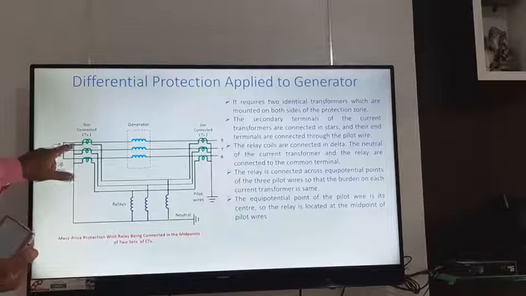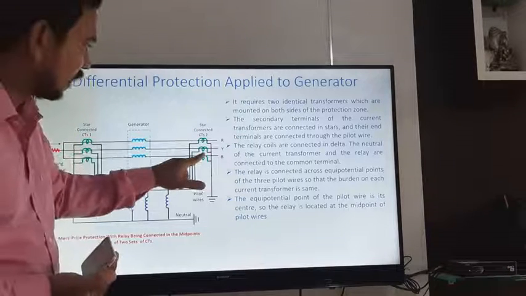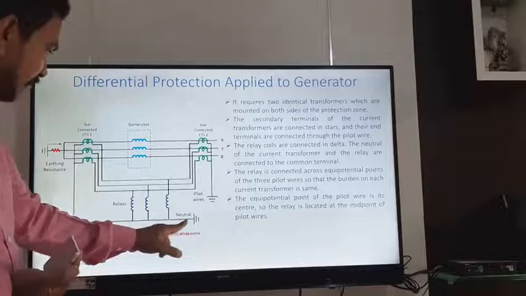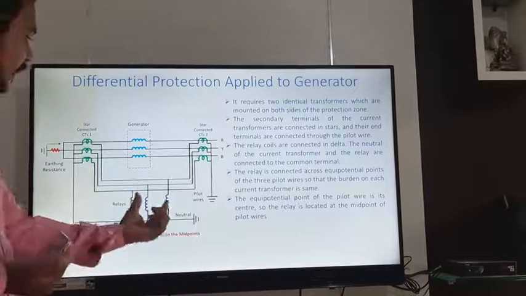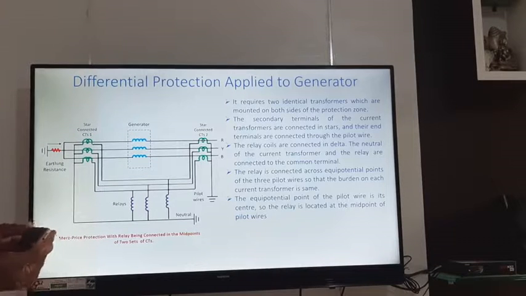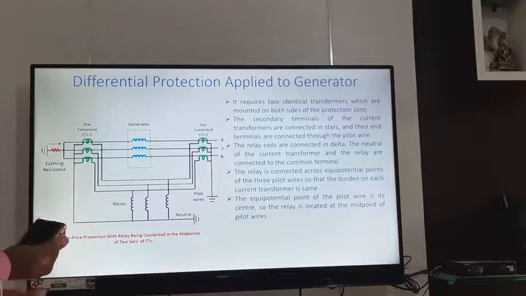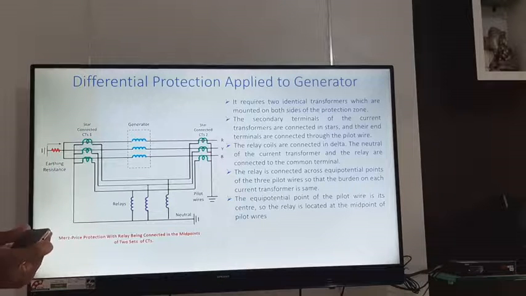Here CT1 is connected in star and CT2 is connected in star. This is the neutral point. The relay coil is connected in each phase and the neutral. This is the earthing resistance through which the star point of the generator is earthed.